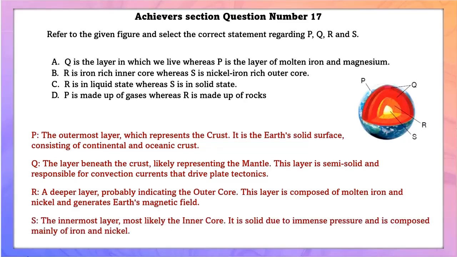The innermost layer, most likely the inner core. It is solid due to the immense pressure and is composed mainly of iron and nickel. According to this, the correct option is the C option. R is in liquid state whereas S is in solid state.